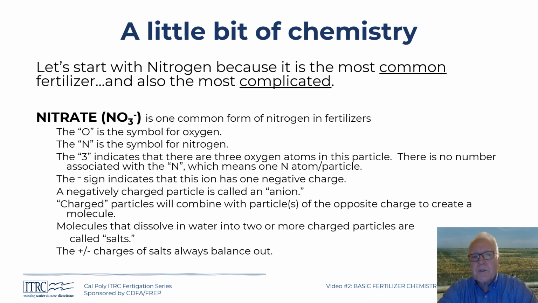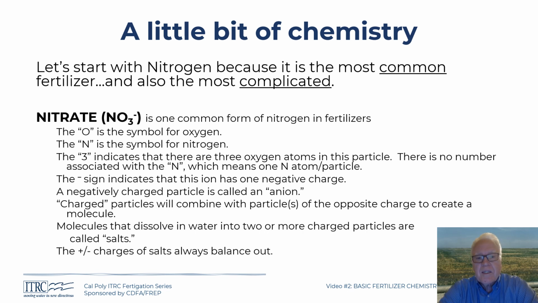It's the one that's most commonly used, but it's also pretty complicated the way it switches back and forth in different forms. Nitrate, which you see here, that's NO3 with a negative charge, is one very common form of nitrogen in fertilizers, and it's also the form of nitrogen that's taken up most readily by the roots. Now, if you look at it, the O there is for oxygen, the N is for nitrogen. The 3 in the nitrate symbol indicates that there are 3 oxygen atoms there for every 1 nitrogen atom. And since there's no number with the N, that means there's just one of those.